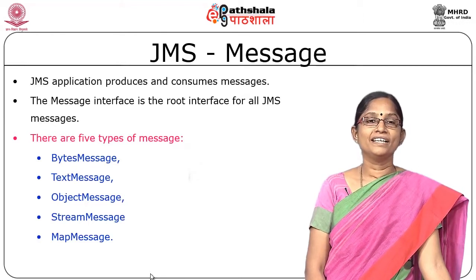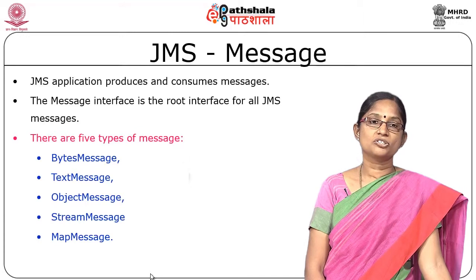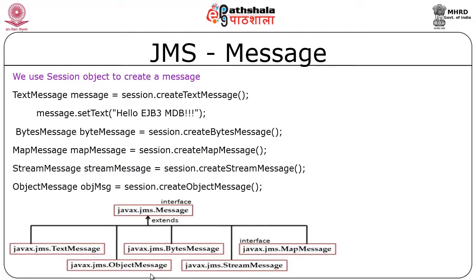So, basically there are 5 types of messages. We can name them as bytes message, text message, object message, stream message and map message. Now, this message has to be created only from the session object. Earlier we have seen how to create a session object. From the session object we are going to create a message. For example, a text message is created from the session object: session dot create text message, and the instance is given to the handle message. In that message handle we are setting the text as hello EJB3 MDB. So, this is the way in which we can create a text message.